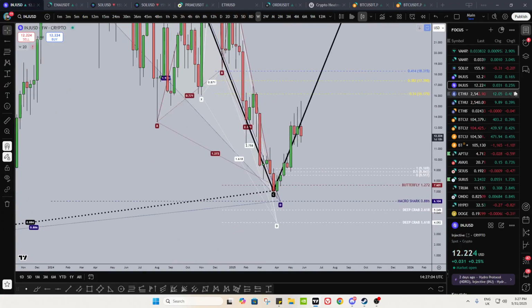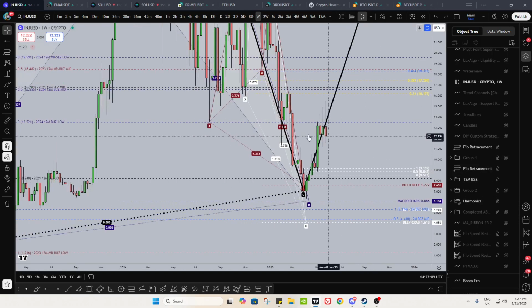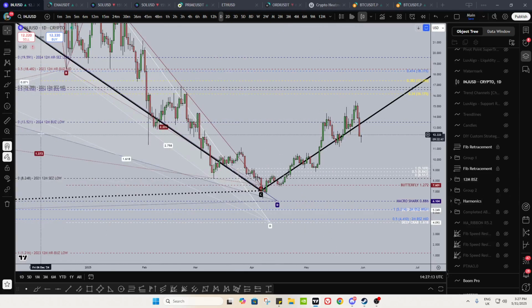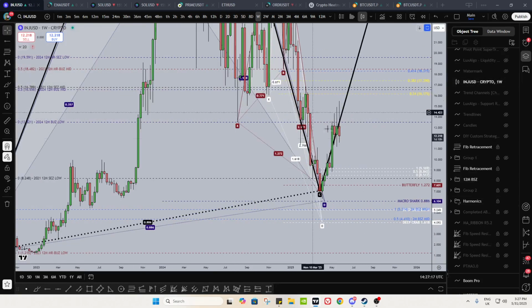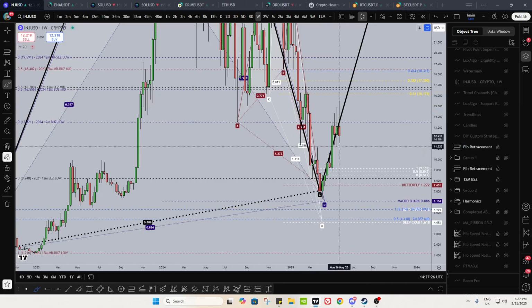Let me take a look. Let me turn some of these off. 12-month buy-seller zones. Yeah, you're rejecting off 2024, right? That's the thing. You've been trying to close above the 2024 12-month buy zone low, but on any meaningful time scale, you look at the weekly, you're just not. It's SFPs after SFPs. For now, supply is kicking ass, right? It's just not getting above.